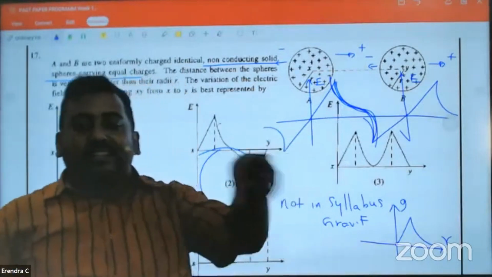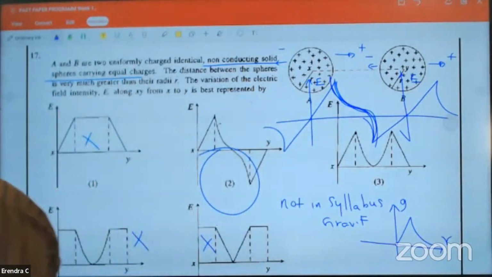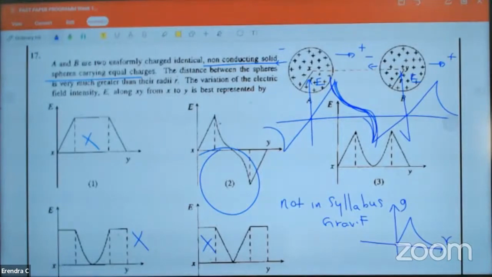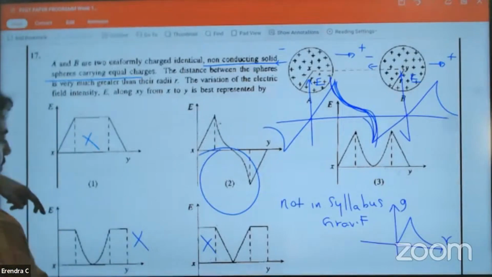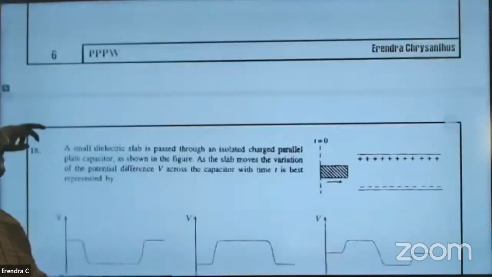Non-conductors are not in the syllabus. Therefore, the variation is similar to the gravitational field strength inside Earth. Okay. Moving on.